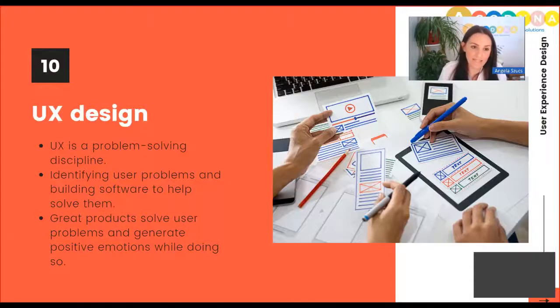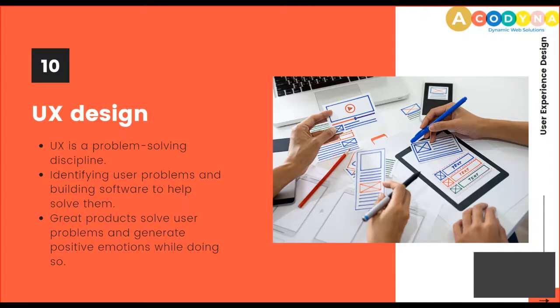And last but not least, we have to mention UX design as well. Everything we do should be done with UX design in mind. But what is UX actually? This is a problem-solving discipline where we identify user problems and we try to build a software or a website that solves them. Great products not just solve user problems, but also generate positive emotions while doing so. So basically, in UX, we solve problems for end users.